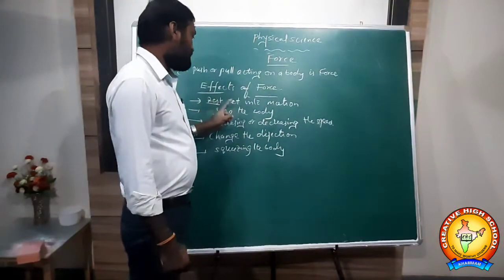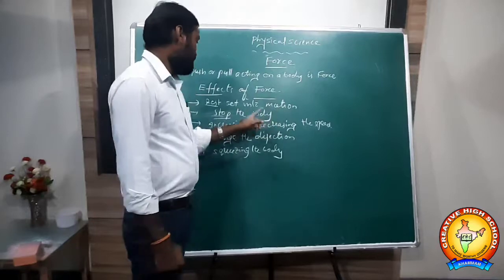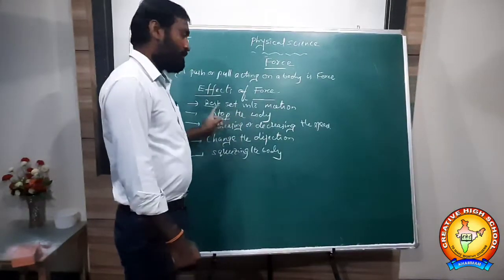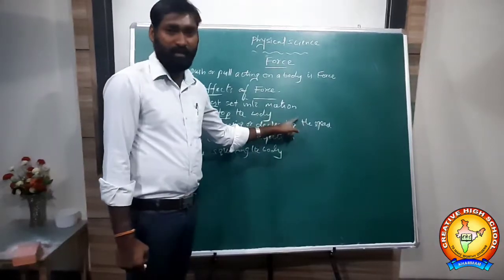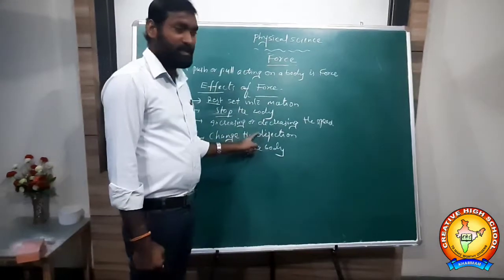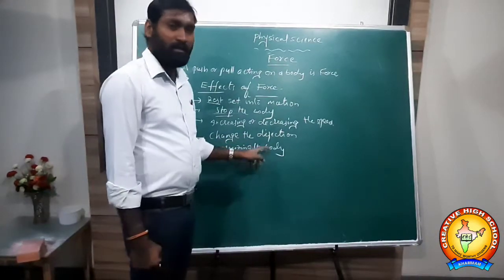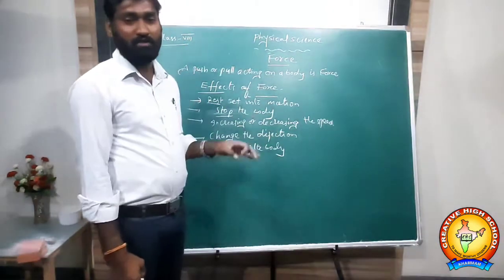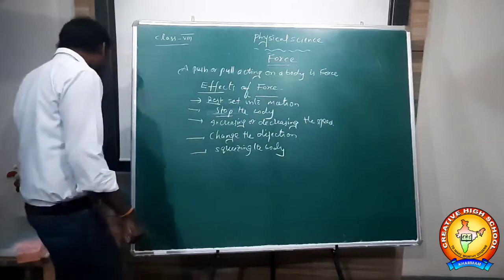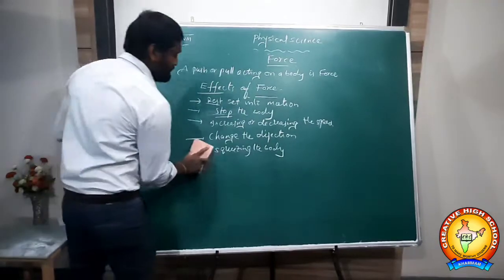The body which is at rest, make it set into motion. The body already in motion, by applying force, the body will stop. We can increase or decrease the speed of a vehicle and also change the direction of the body. Squeezing or bending or changing the shape and size. Everything happens due to effects of force. Okay. Next.